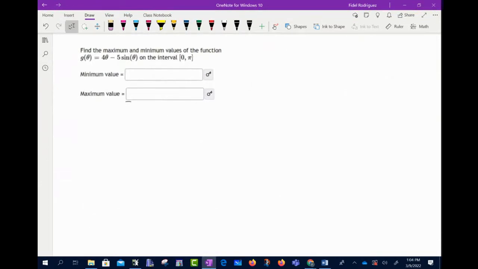So look, same thing here. Same type of process, though. It says find the maximum and the minimum values of the function g of theta equals 4 theta minus 5 sine theta over the interval from 0 to pi. Okay, so just like we did before, y'all, I'm going to write out my first step. I'm going to find g of 0, and we're going to find g of pi.